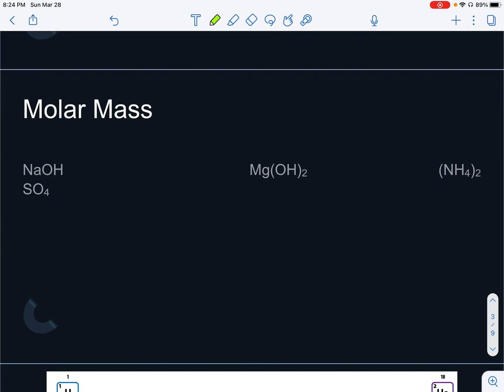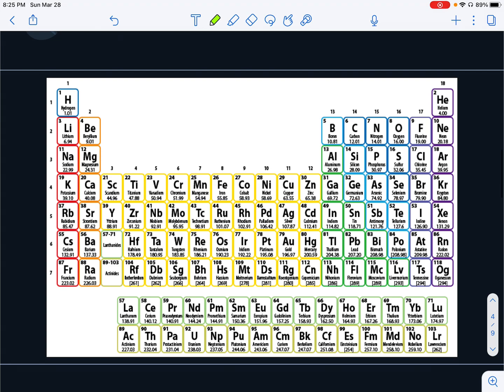unmeasurable quantity in number of atoms or molecules into a measurable quantity is molar mass. And so molar mass is the grams per mole. So the mass in grams for each mole of a substance. That's the standard unit of molar mass. And molar mass really comes off of the periodic table.